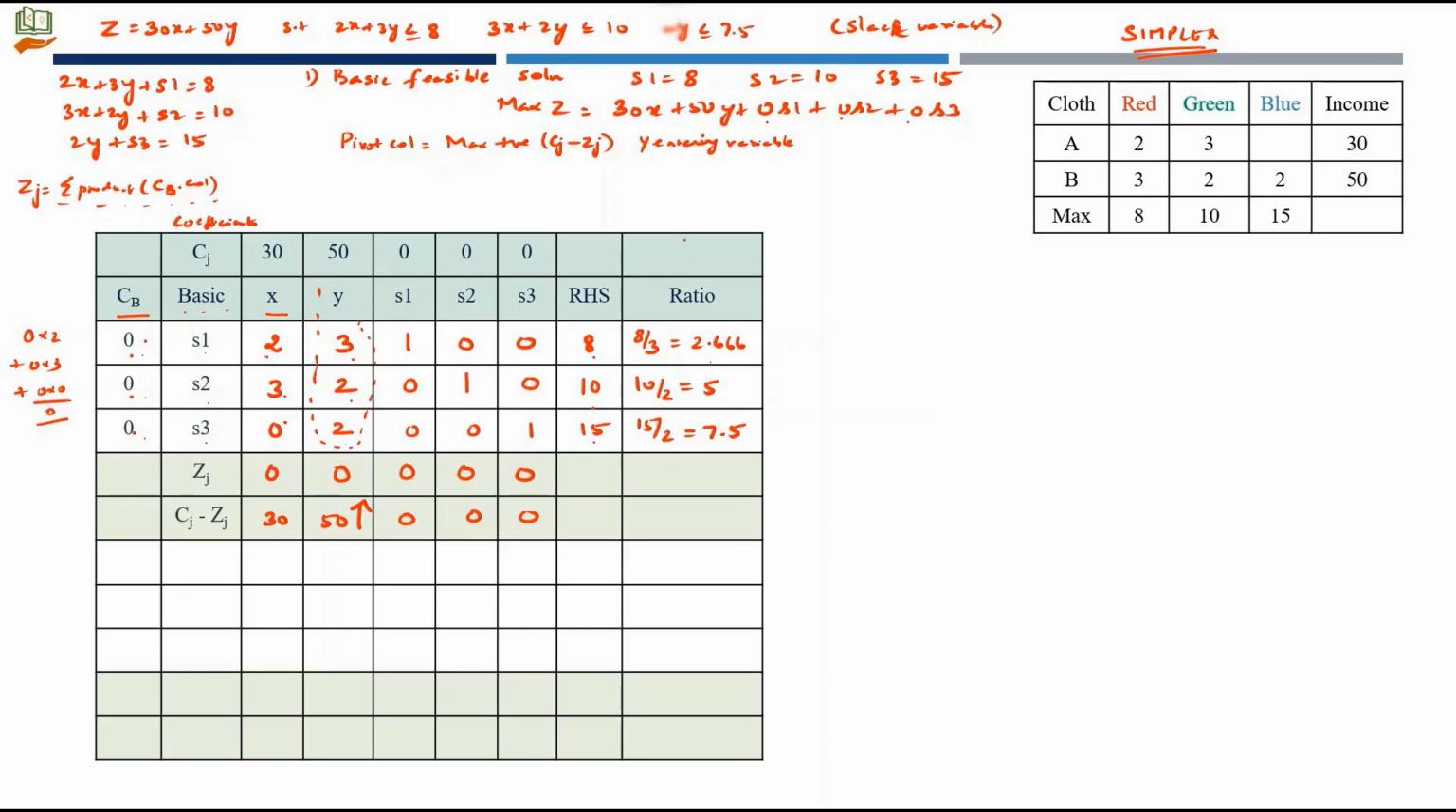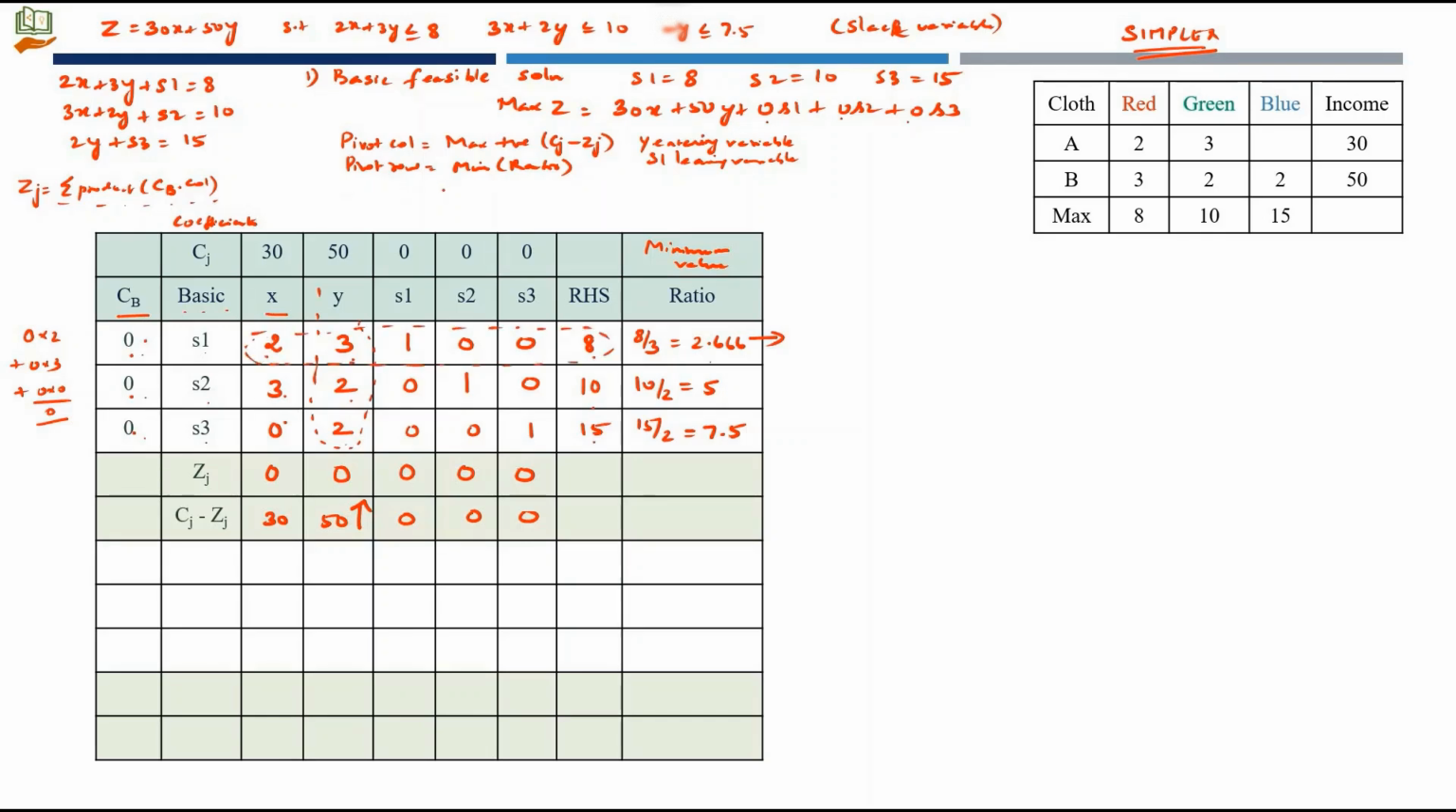In this ratio, you have to find the least value. Minimum value has to be taken. The minimum value row is this one. It means S1 is the leaving variable. So the pivot row will be the minimum of the ratio. This is going to be the pivotal row.